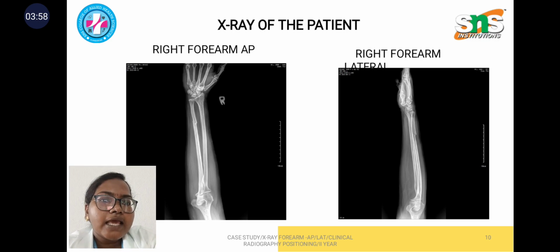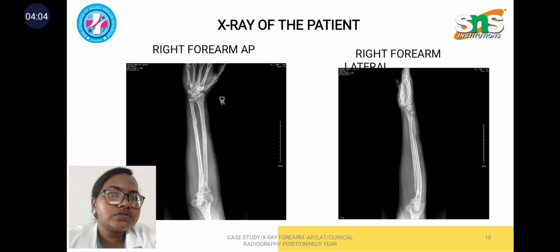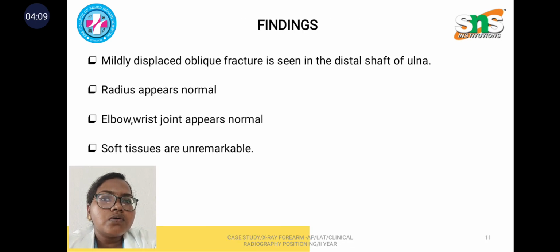And here comes the X-ray of the patient. The left side shows the right forearm AP and the right side shows the right forearm lateral of the patient showing a fracture. So the finding is that a mildly displaced oblique fracture is seen in the distal shaft of ulna. There is a fracture at the shaft of ulna and the radius is normal. Elbow and wrist joints appear normal. Soft tissues are unremarkable. This is the finding given by the radiologist.